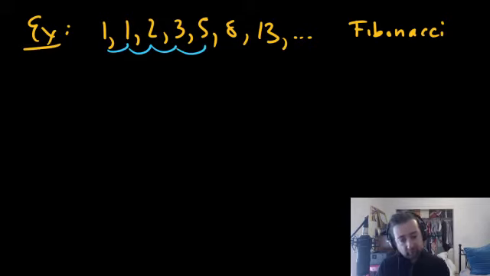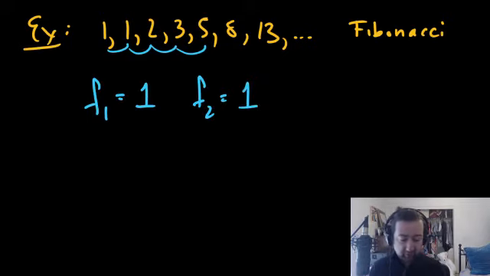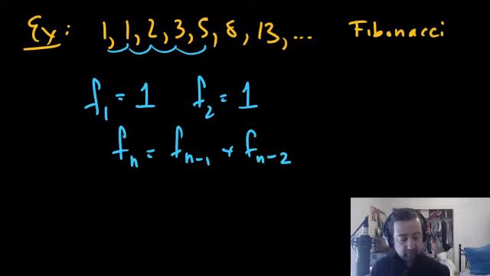So if you were going to write a formula down for this one, you have to say, well, the first term was 1, and the second term was also 1. And once I know the first two, I can find all the rest of them by just turning the crank. Fn is equal to Fn minus 1 plus Fn minus 2, where this sequence is called recursive.